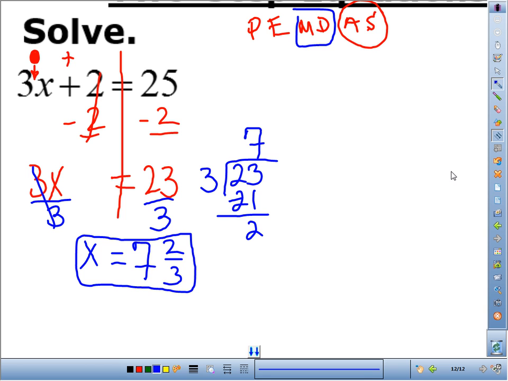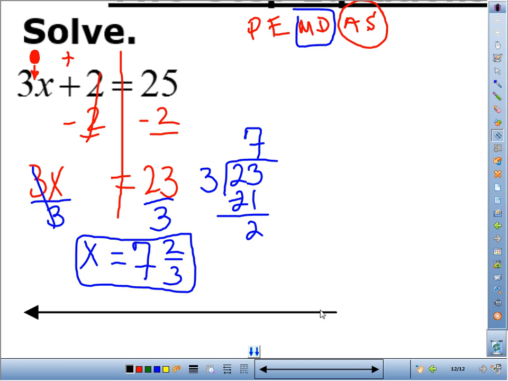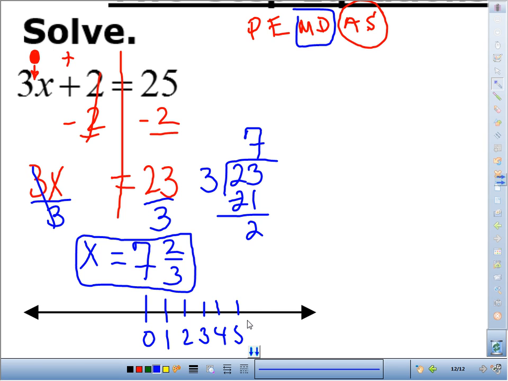Plot. Let's plot our solution, please. Get your number line going underneath. Here's 0, 1, 2, 3, 4, 5, 6, 7, 8. So, 7 and 2/3 is in between the 7 and 8. Is that correct? So it's right here. Plot your point about right there. So let's see. Simplify, isolate, plot.